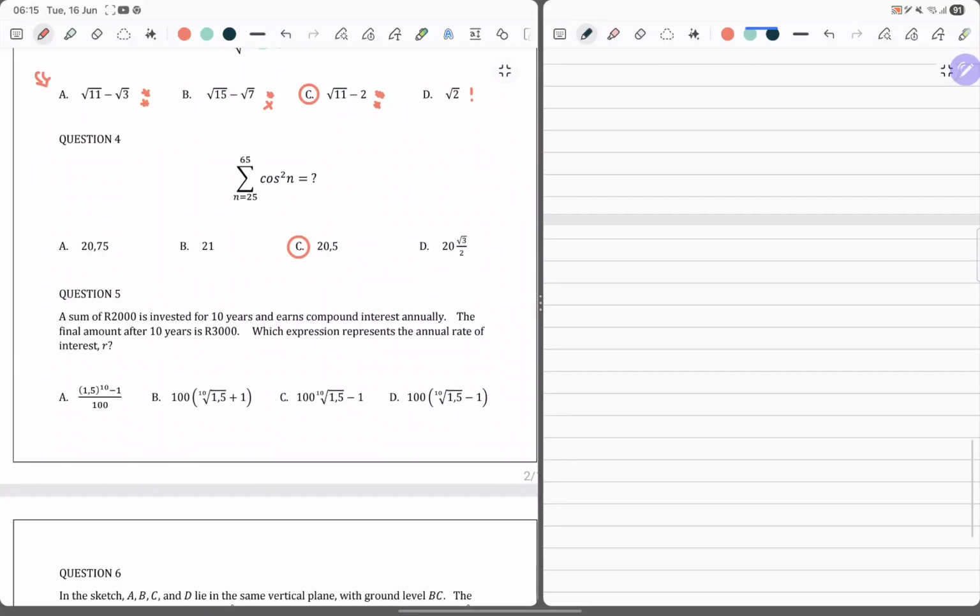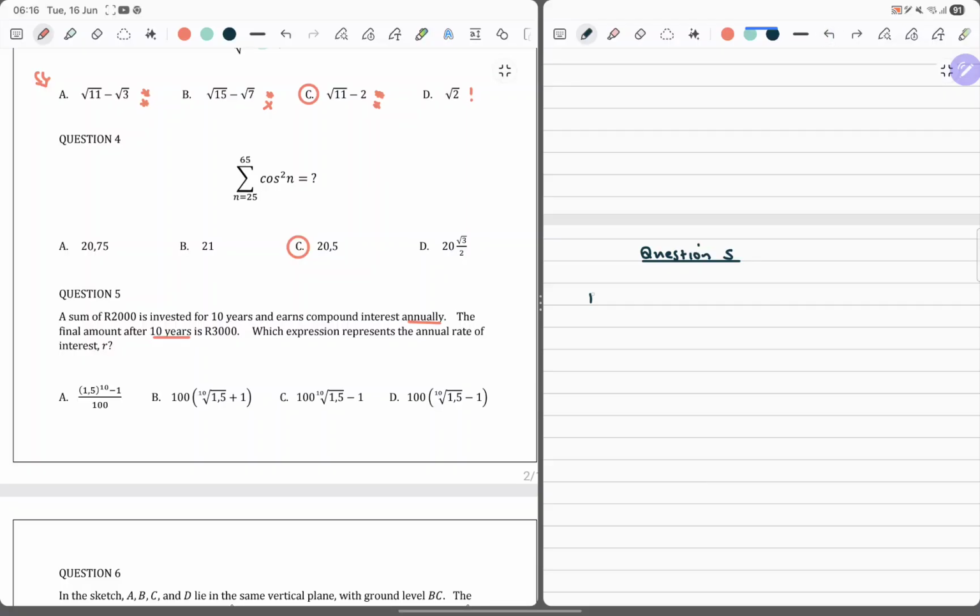All right, let's look at question 5. So question 5 says a sum of 2,000 rands is invested for 10 years and earns compound interest annually. So what do we know about annually, yearly, or every year? Okay, the final amount after 10 years, that's the period of the investment, is 3,000 rands. Now, which expression represents the annual rate of interest? Okay, simple compound interest calculation from grade 11.